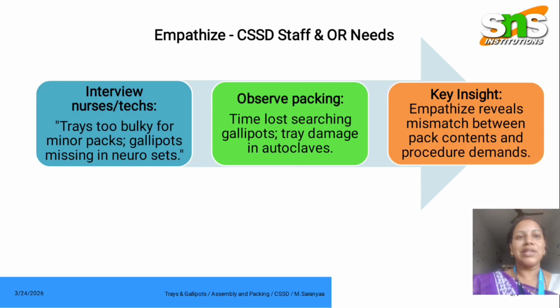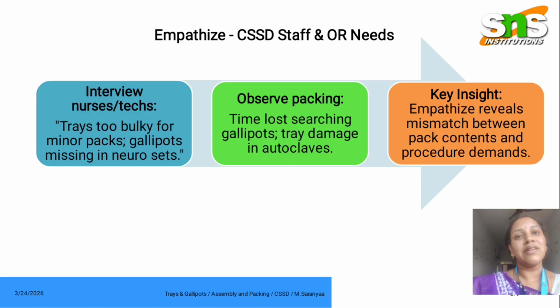So here I am emphasizing the importance of the technical team, like nurses, thinking of trays as too bulky for minor packs, or gallipots missing in neuro sets. This could be the emergency reason. The observed problems are time lost searching for gallipots, and tray damage in autoclaves can happen. The key insight is there should not be any mismatch between the pack contents and the procedural demands.